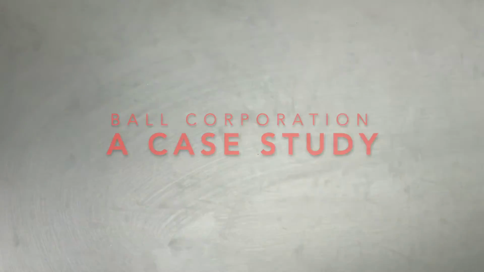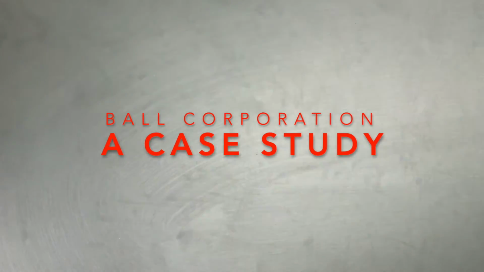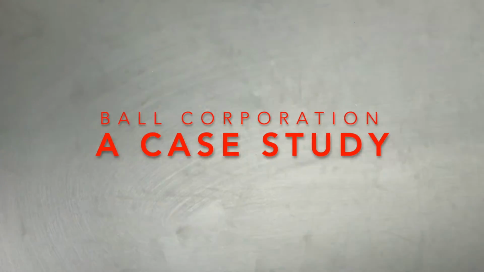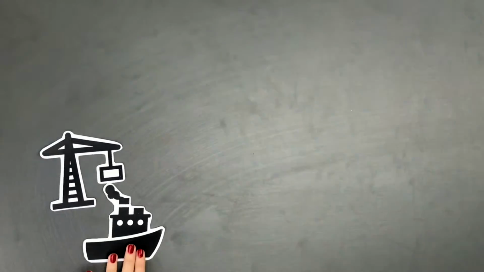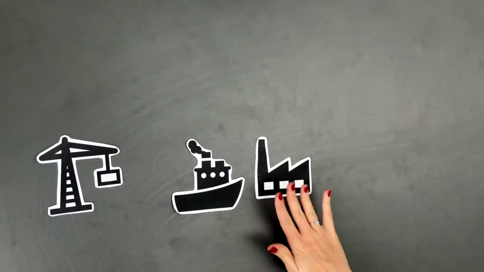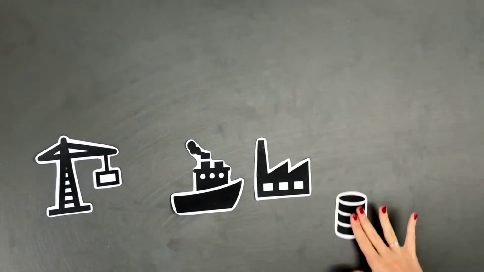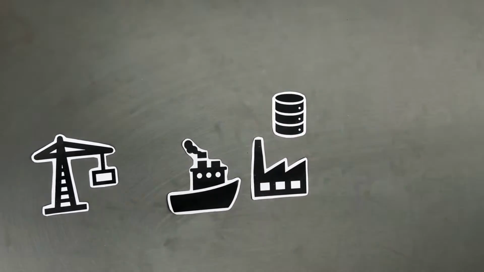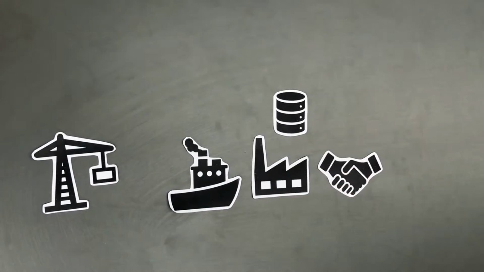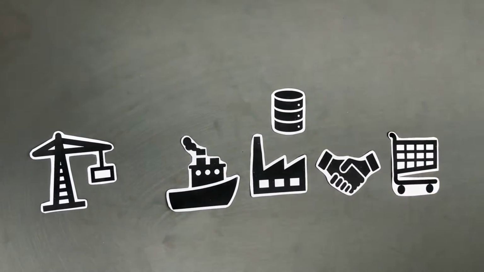Today, we are presenting the company Ball Corporation. We provide our customers with aluminum cans. This is a raw material supplier. He supplies us with aluminum that is transported overseas to our factory in Colorado. The aluminum is then transformed into cans and held at our factory. The cans are finally bought by our customers.